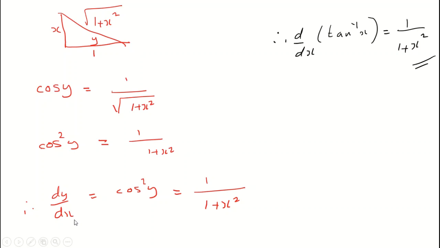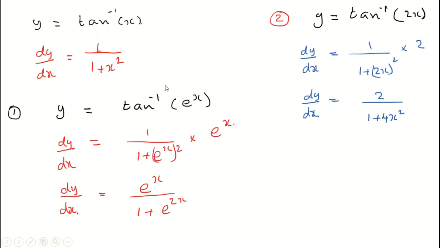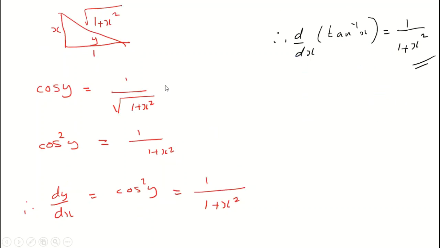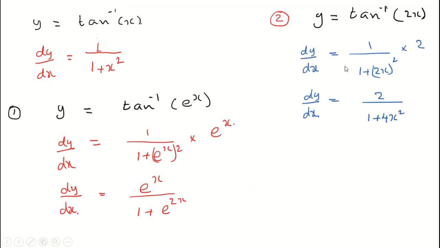So dy over dx is equal to 1 over 1 plus x squared. So the derivative of tan inverse x is 1 over 1 plus x squared. Remember this formula forever. Therefore, y equals tan inverse x, then dy over dx is equal to 1 over 1 plus x squared. We'll try a few examples now.